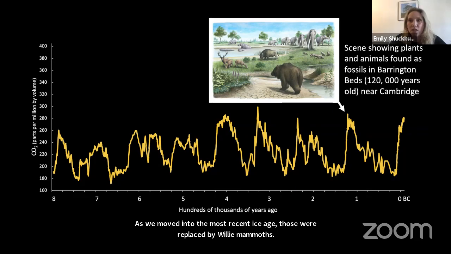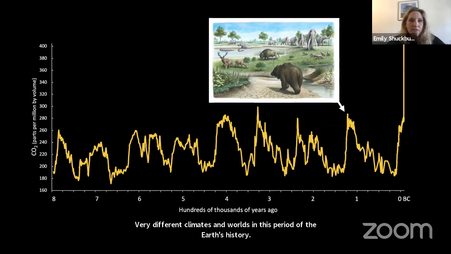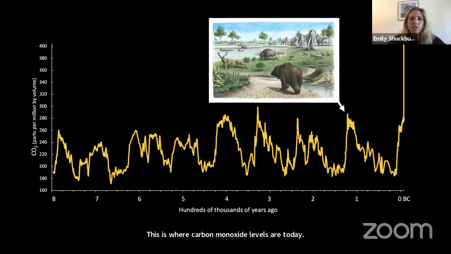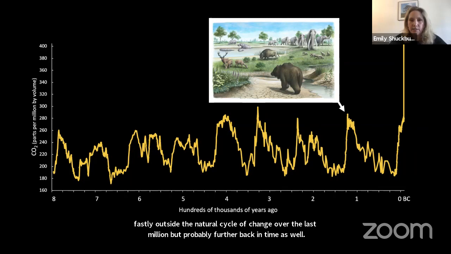So this, though, is where carbon dioxide levels are today. 410 or more parts per million, vastly outside that natural cycle of change over the last, well, certainly million years, but probably further back in time as well. So really, today's atmosphere is unprecedented.